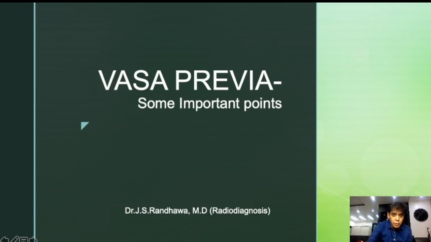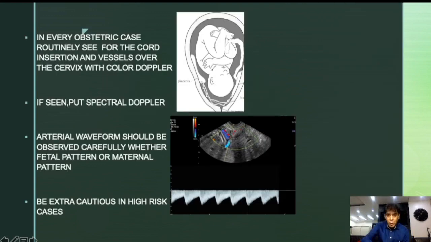So let us go on from the beginning. Now, what is Vasa previa? Vasa previa is presence of vessels over the internal os, fetal vessels. First point is this, which you should know: fetal vessels. And what are the fetal vessels? Umbilical artery and umbilical vein. These are the fetal vessels. So if they overlie the internal os, we'll say it is Vasa previa.